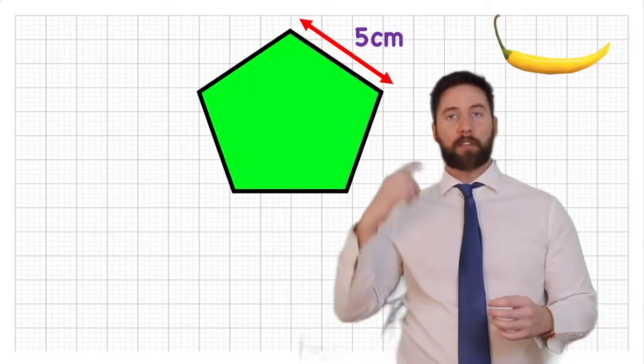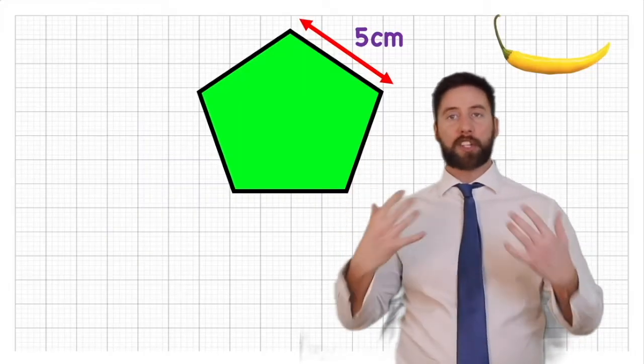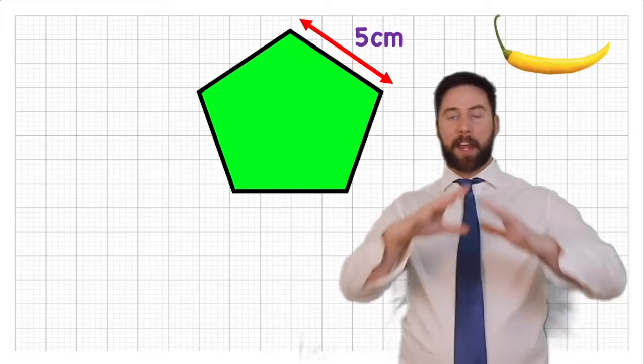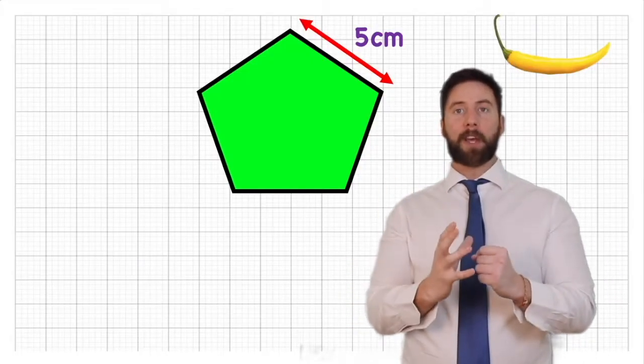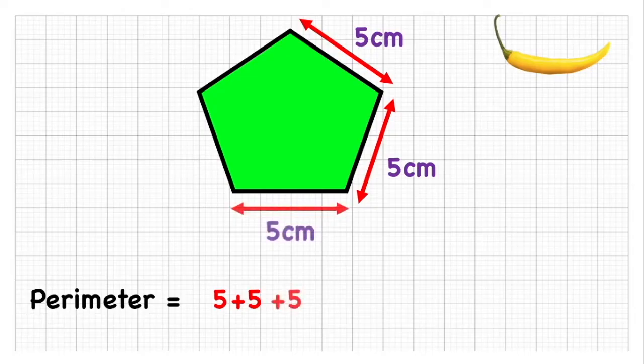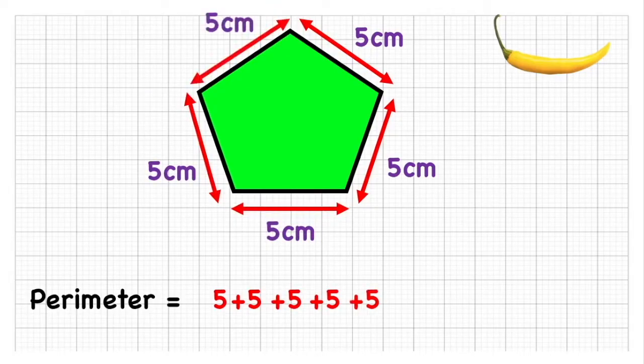So again, we're going to use our information of shapes and understanding what we know about the word regular, that length therefore is the same length for all the lengths on that shape. So we can use that 5 centimetres and add it to another 5 centimetres for the second line, another 5 centimetres for the third line, another 5 centimetres for the fourth line, and another 5 centimetres for the last and the fifth line. Okay, so we're going to do 5, add 5, add 5, add 5, add 5. Okay, a little bit lengthy.